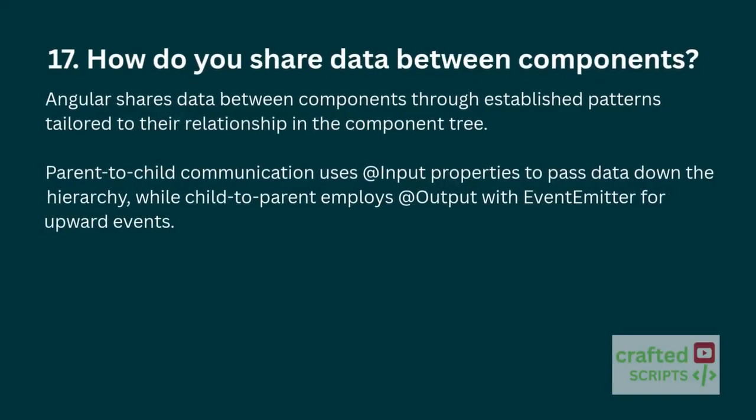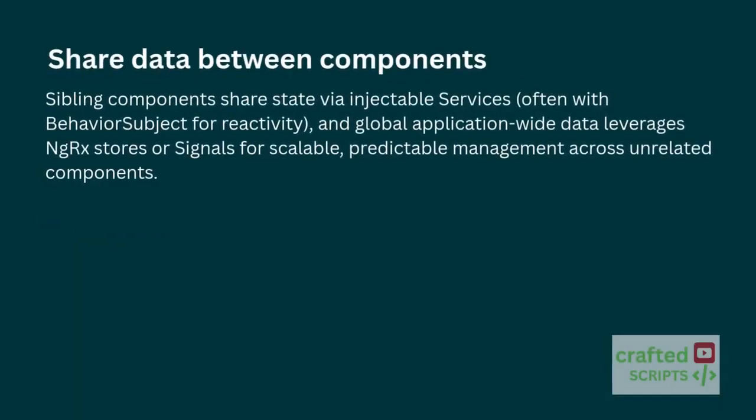Question number 17. How do you share data between components? Angular shares data between components through established patterns tailored to their relationship in the component tree. Parent-to-child communication uses @Input properties to pass data down the hierarchy, while child-to-parent employs @Output with EventEmitter for upward events. Sibling components share state via injectable services, often with BehaviorSubject for reactivity, and global application-wide data leverages NgRx stores or signals for scalable, predictable management across unrelated components.